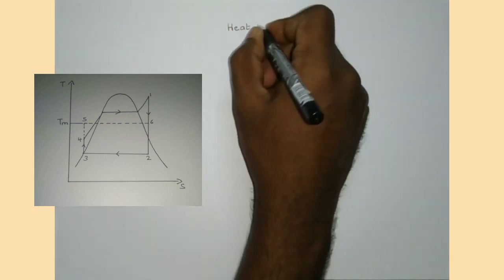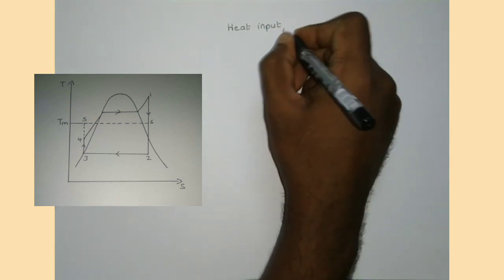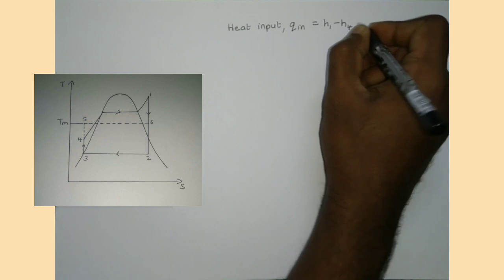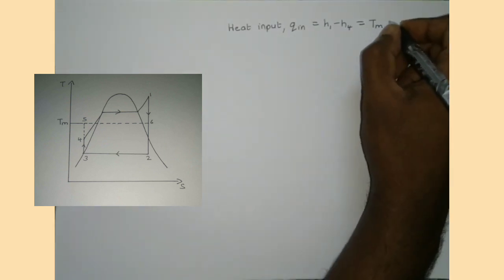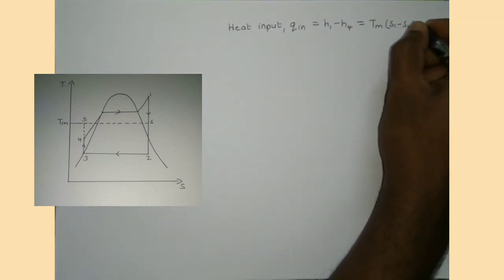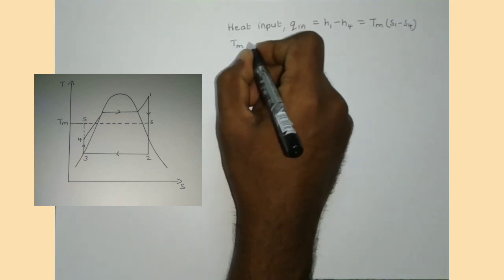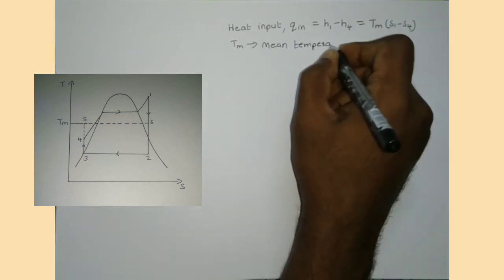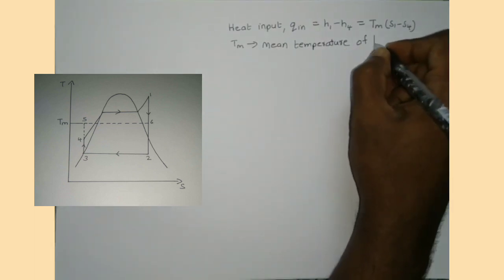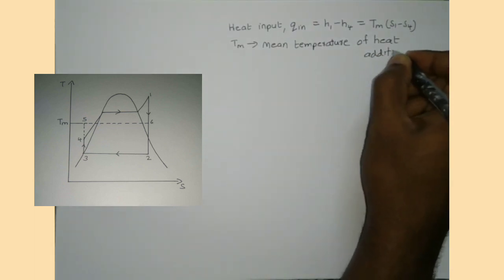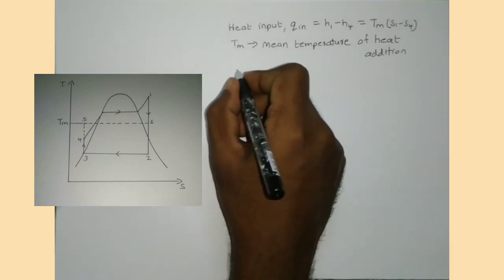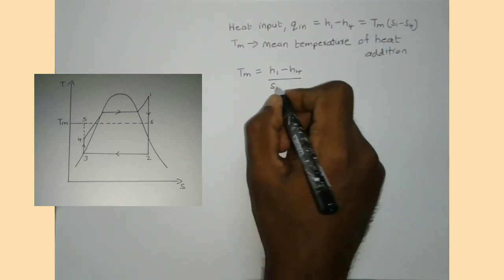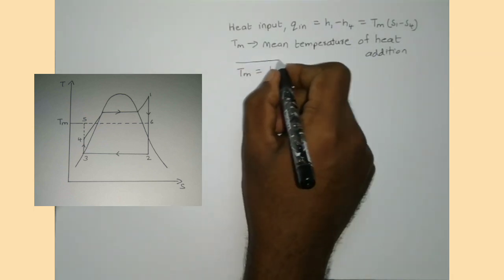Now we can write heat input as Q in equals H1 minus H4 or Tm into S1 minus S4, where Tm is the mean temperature of heat addition. And we can write Tm as H1 minus H4 by S1 minus S4.